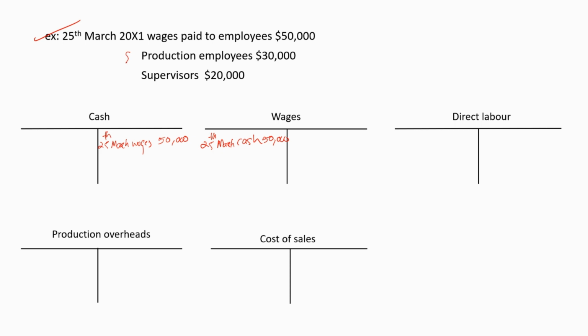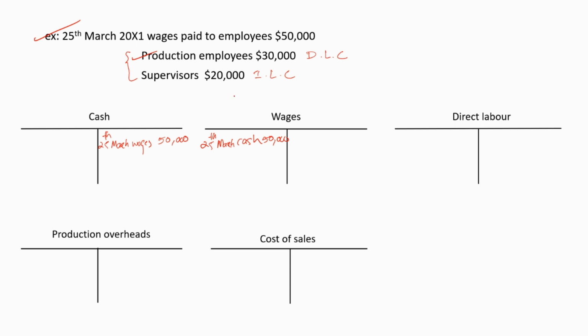Now they have given us the two components under the wages. $30,000 out of the $50,000 for the wages is for the production employees. So this is a direct labor cost. And $20,000 is for the supervisors. This is an indirect labor cost. Remember, supervisors and maintenance staff are indirect labor cost to the company because they are not directly involved in the production process. Only the production employees are involved in the production process directly.